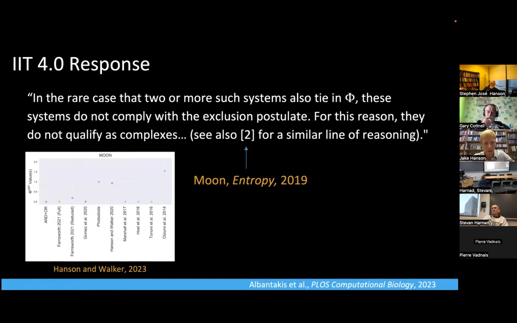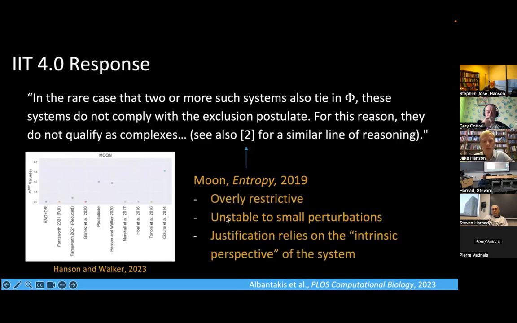And it says that that is not integrating information, which to me, I feel like that means that it's not a measure of integration at all. So it's overly restrictive. It's unstable to small perturbations in the sense that you throw everything away, but if it's slightly different, then you keep everything. And then the justification ultimately relies on the intrinsic perspective of the system as measured by little phi. So it's kind of circular and very hard to argue against because it's just assuming that what the theory says is correct and there's no other consequences to that.